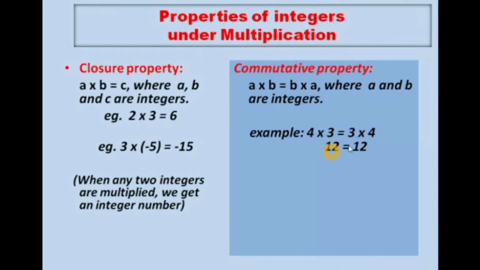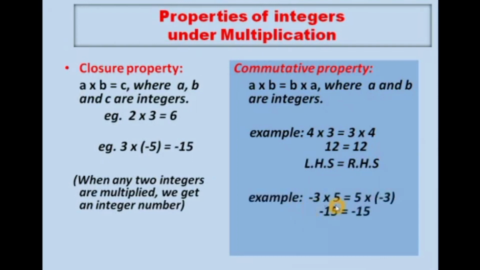4 3s are 12, 3 4s are 12. Left hand side is equal to right hand side. Another example, integer minus 3 multiplied with integer 5, which is equal to integer 5 multiplied with integer minus 3. Here at the right side, the order of the integers are interchanged. Minus 3 into plus 5 multiply becomes minus 15. Plus 5 and minus 3 multiply becomes minus 15. Here, left hand side and right hand side are equal.